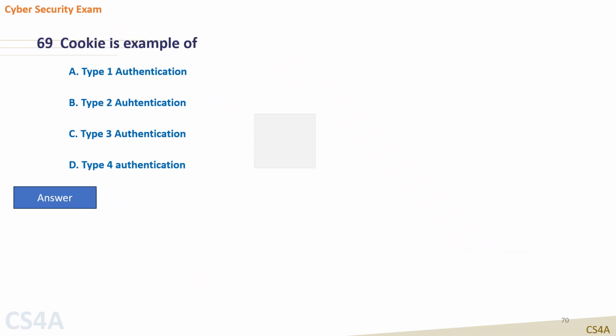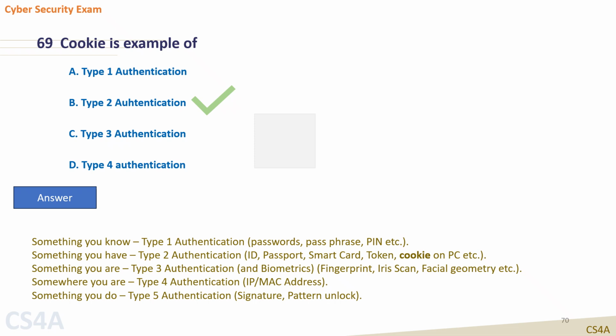So here the question is, cookie is an example of which type of authentication? So what is a cookie? A cookie is browser storage used to store the client-side session information, which is sent in each and every request. So this is type 2 authentication, because the cookie is something you have. So the correct answer is B.